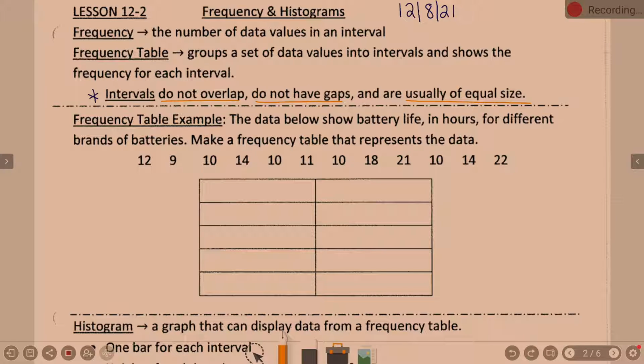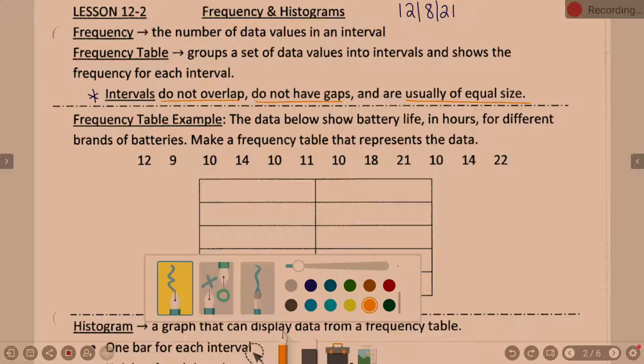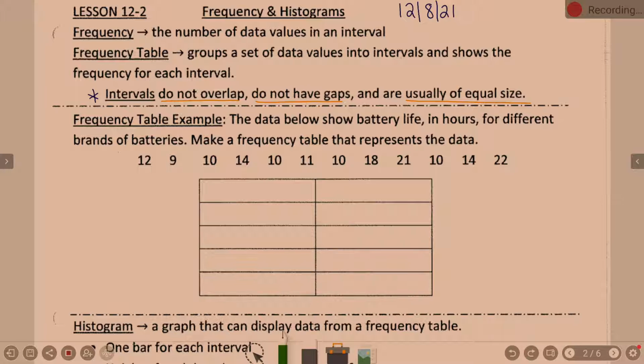Okay, so our frequency table example here. The data below show battery life in hours for different brands of batteries. Make a frequency table that represents the data. So I already have a chart set up here for us to fill in. When you're setting this up, your right column is always going to be your frequency. And I've allowed for a labeling column.